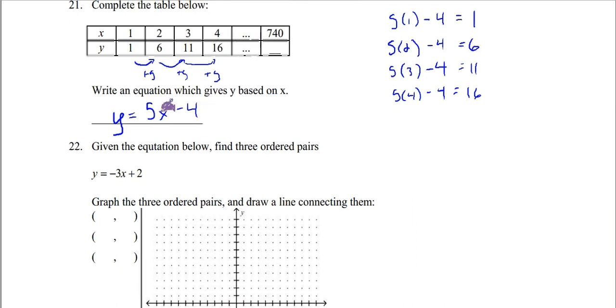That tells us that we can use that pattern on this number here, right? Dot, dot, dot, 5 times 740 minus 4 is equal to, and that will fill in the blank for us. I think I've got it, but I'm going to make sure. And so that's 3,700, I subtract 4, and I get 3,696.